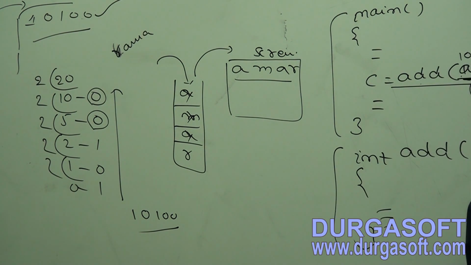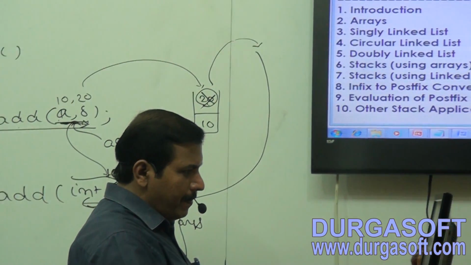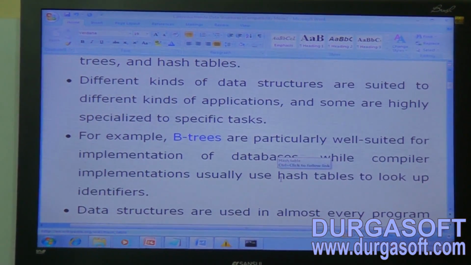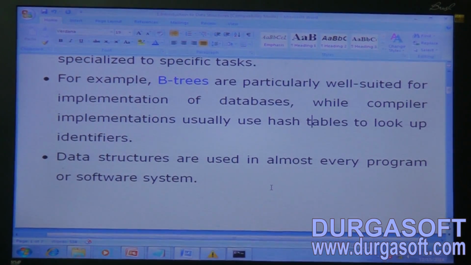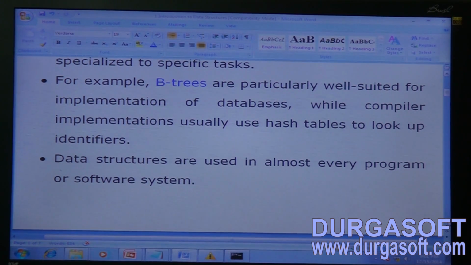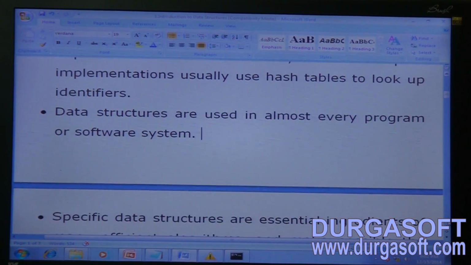Take down a few other points here. By this I will conclude the class. There are two more points. Data structures are used in almost every program or software system.